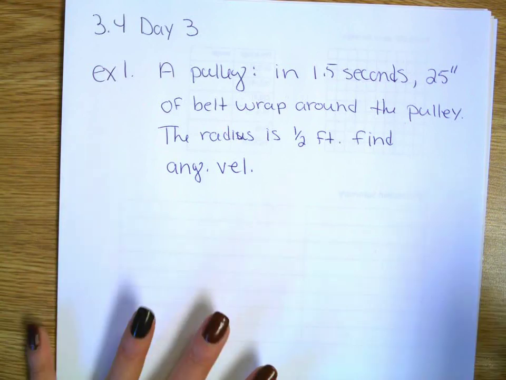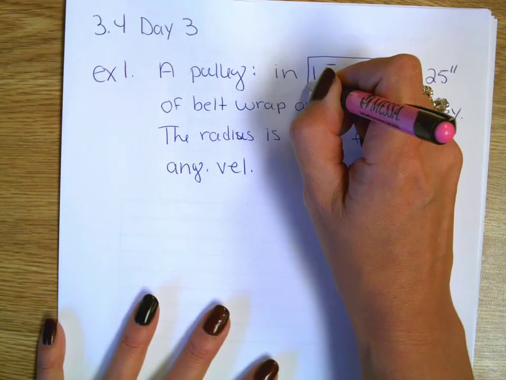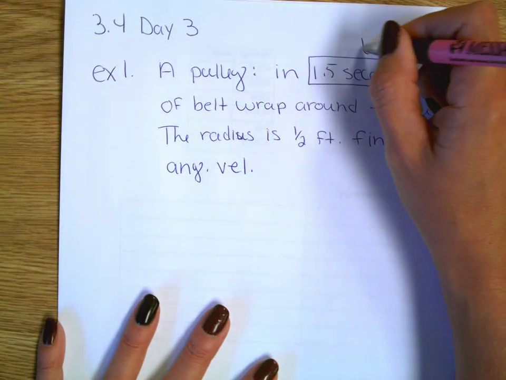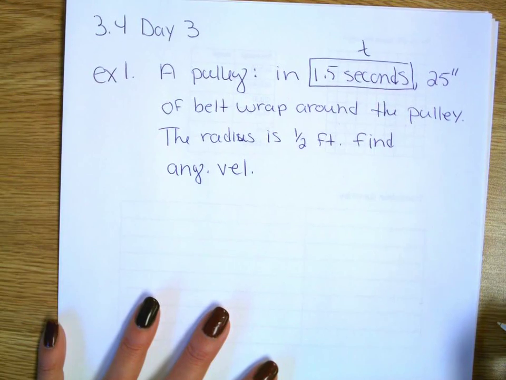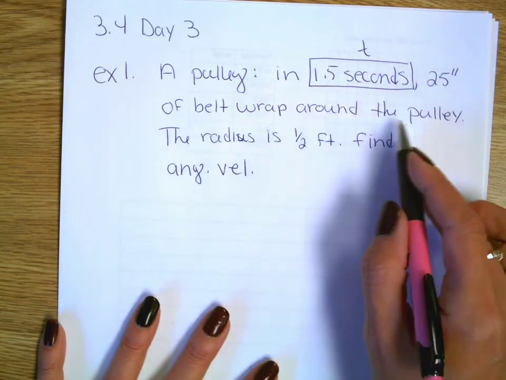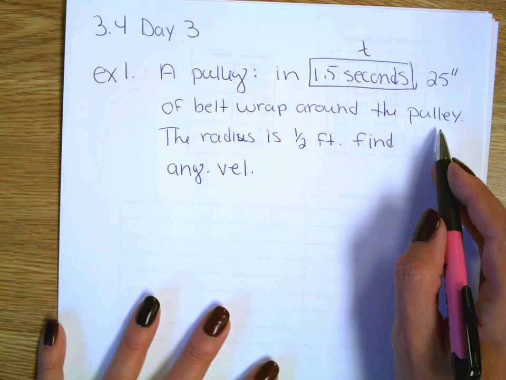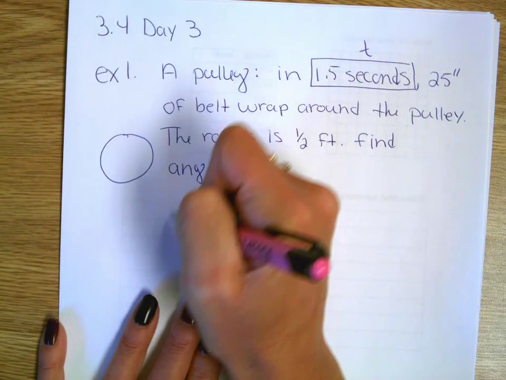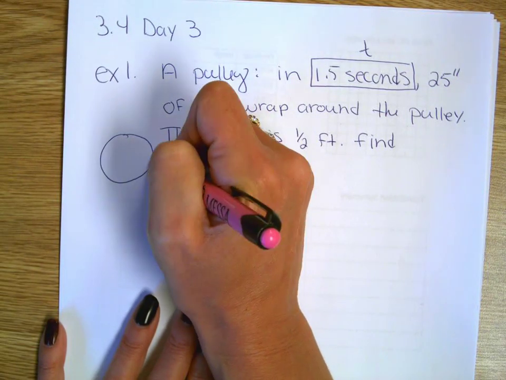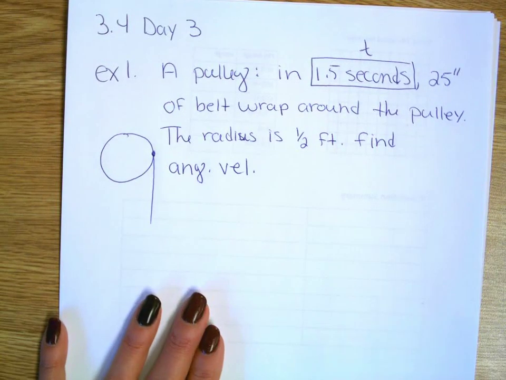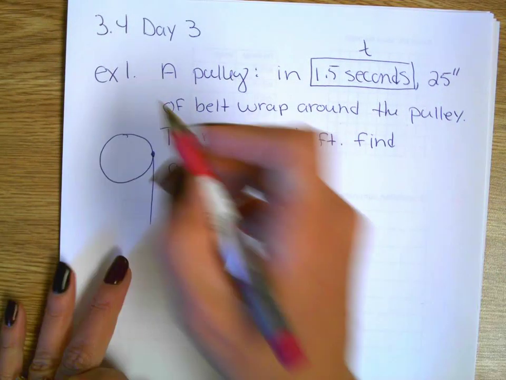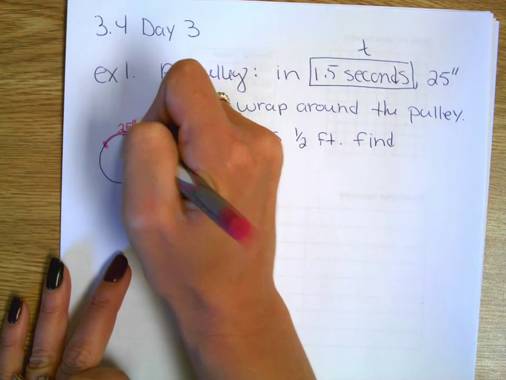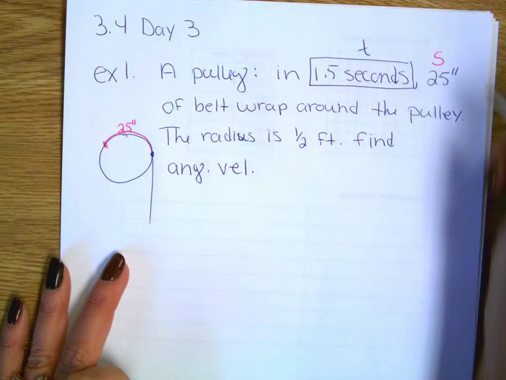So, everything, we've got 1.5 seconds. What are you going to call that? Time. 1 point for you. Okay, 25 inches of belt wrap around the pulley. Be visual here. So you've got this pulley. There's a belt coming around it. It says 25 inches wrap around that. So what is that representing? S. Have a vision for it. 25 inches wrap around. That's our S value. So S is 25 inches.